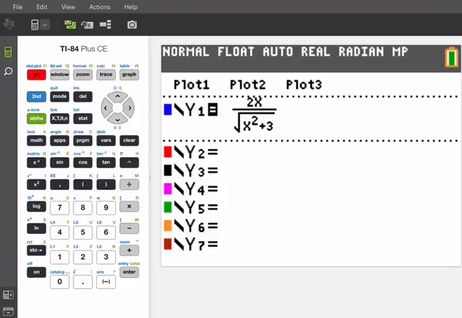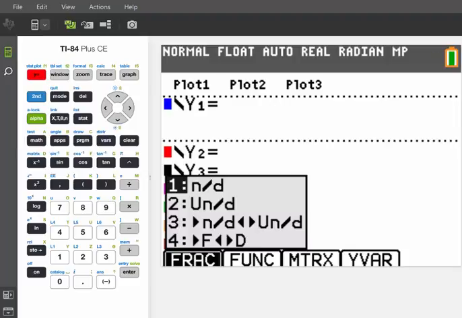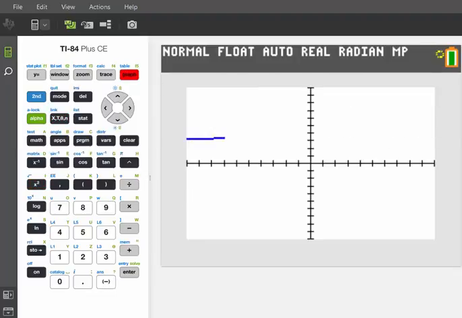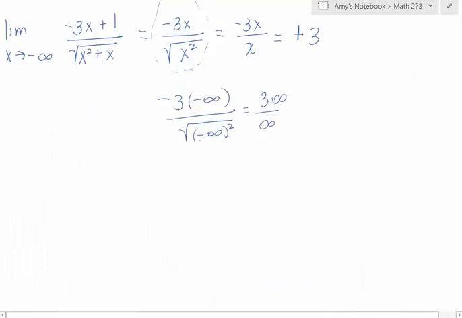So y equals, I'm going to put this graph in here. We're looking at the limit of this function as x approaches negative infinity. So as x is approaching negative infinity and going this direction on our graph, you are indeed getting closer and closer to positive 3 on the y. So that's why the positive 3 works.